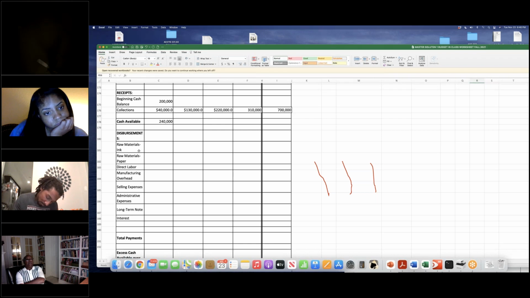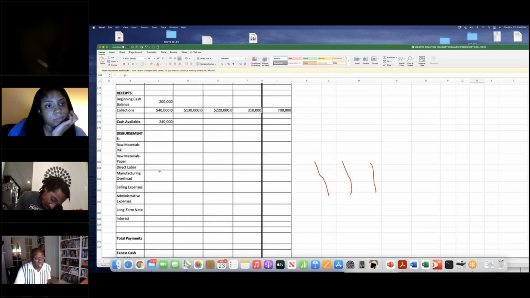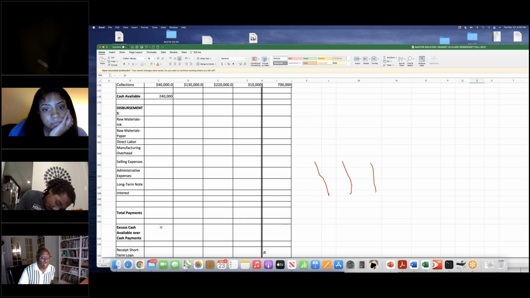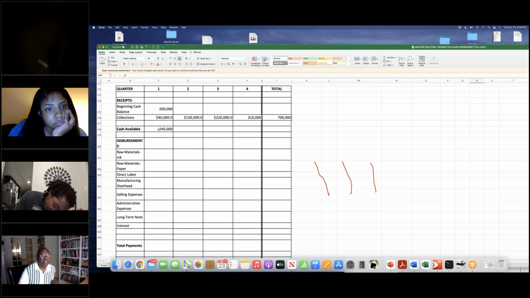How much did we pay for raw materials, ink, paper, labor, manufacturing overhead, selling and administrative expense? We're going to determine what those payments were and see if we need to borrow money. We got 240 available. Do we need to borrow money? That's what you're determining for a manufacturing company.